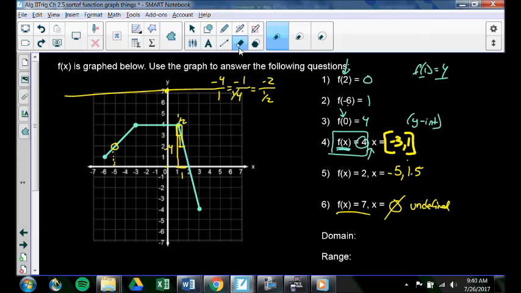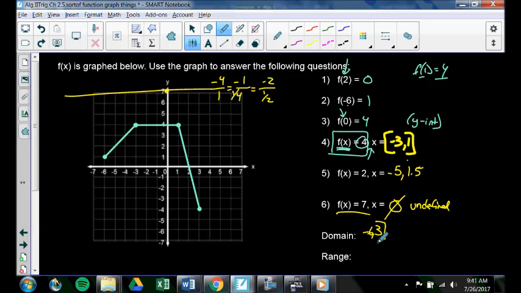So let's just do the domain and range while we're at it. The domain is going from -6 to 3. The range is going from -4 to 4.